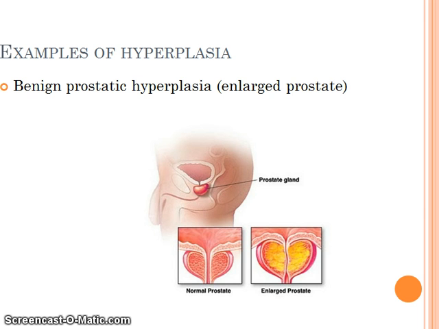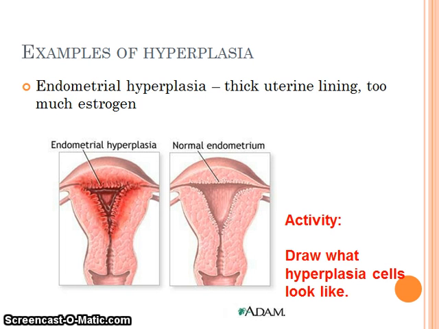It's also correlated with BPH, which is a common problem of aging men, where the prostate gets enlarged because there's an overgrowth of cells. So that's why it's benign prostatic hyperplasia. It can also be part of a medical condition for women with endometrial hyperplasia, where the uterine lining gets too thick because there's too much estrogen stimulating overgrowth in that area.